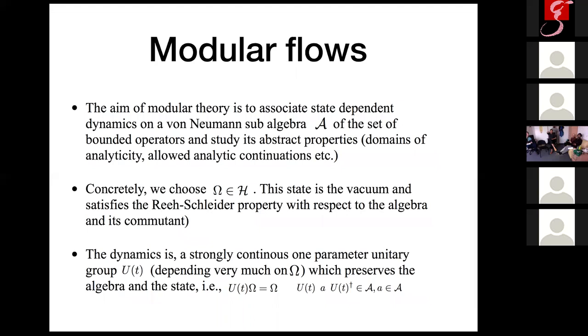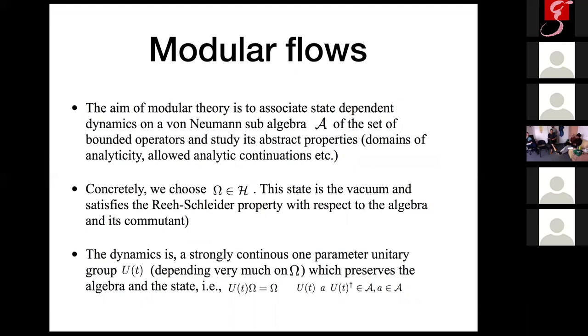And we also have to choose a state. So this omega here is going to be the vacuum state. And this state will actually satisfy the Reeh-Schlieder property with respect to the algebra and the set of all operators that commute with that algebra. The Reeh-Schlieder property is just the statement that if you take elements in A, act on omega, you can come arbitrarily close to any vector in the Hilbert space.